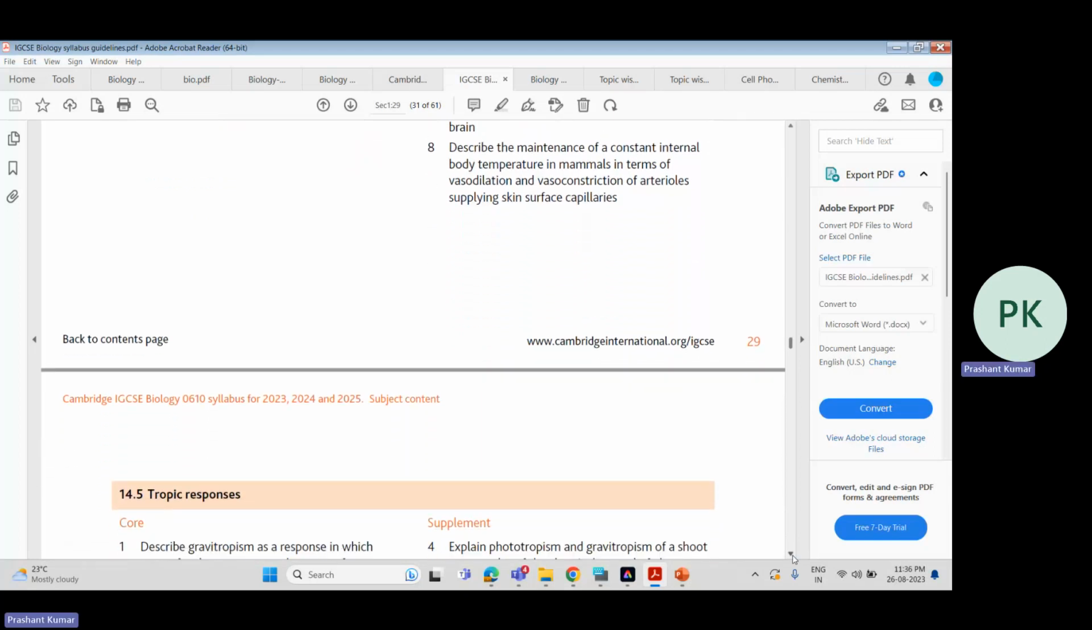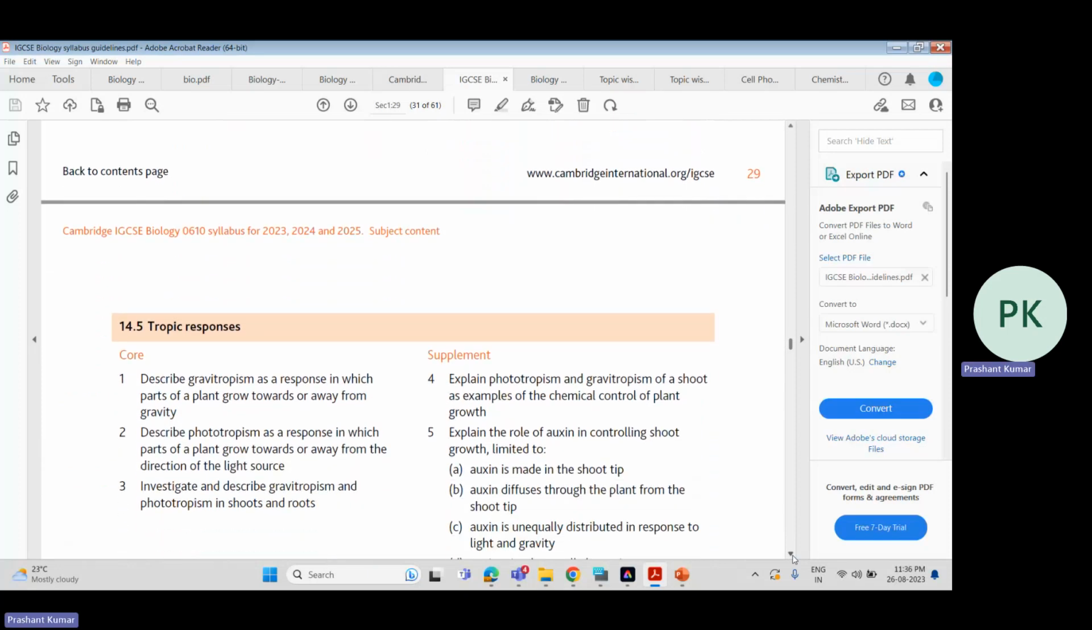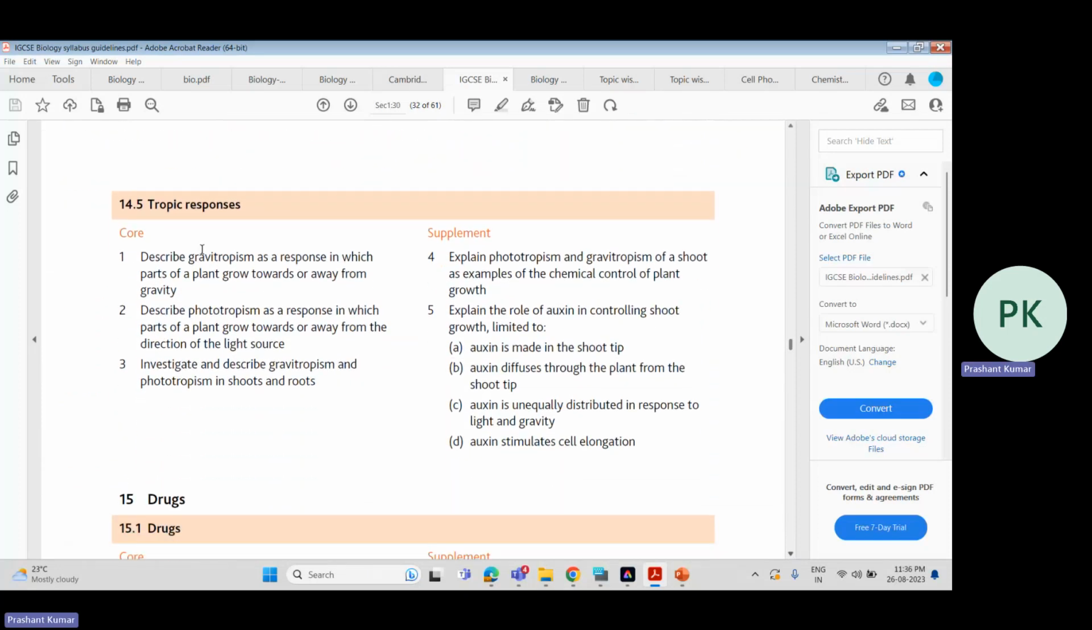And the last is tropic responses, in which we discuss plants. Describe geotropism, then describe phototropism. Investigation is also there in terms of both. Explain the role of auxin in controlling shoot growth. We'll discuss the hormone auxin here in this topic. As we have seen, it's quite long and very important in terms of exams also. So without delaying, let's go to the topic.